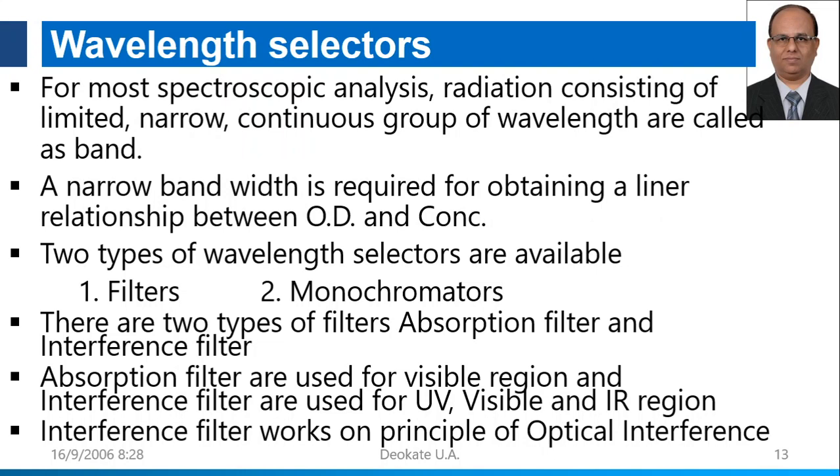The second component is your wavelength selector. For most spectroscopic analysis, radiation consisting of a limited, narrow, continuous group of wavelengths is called a band. As we have studied in instrumental deviations, we have to work in a narrow bandwidth to avoid deviations from the Beer-Lambert law. To select this narrow bandwidth, we need a wavelength selector. A narrow bandpass is required for obtaining a linear relationship between OD and concentration.